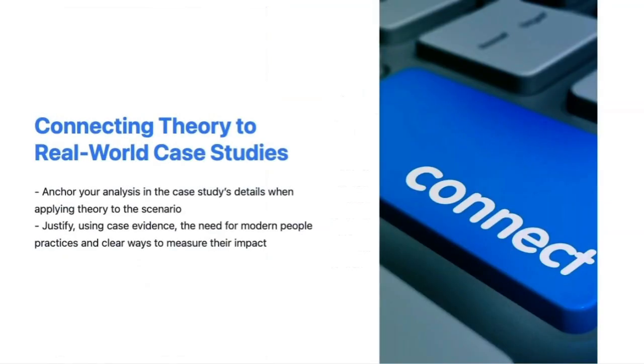As you connect theory to the scenario, anchor your analysis in the details from the case study. Reference things like the organization's growth, traditional management style, or current paper-driven practices. Explain why these examples show there's a need for modern people practices and solid ways to measure their impact. This shows you can actually apply theory to real-world situations.